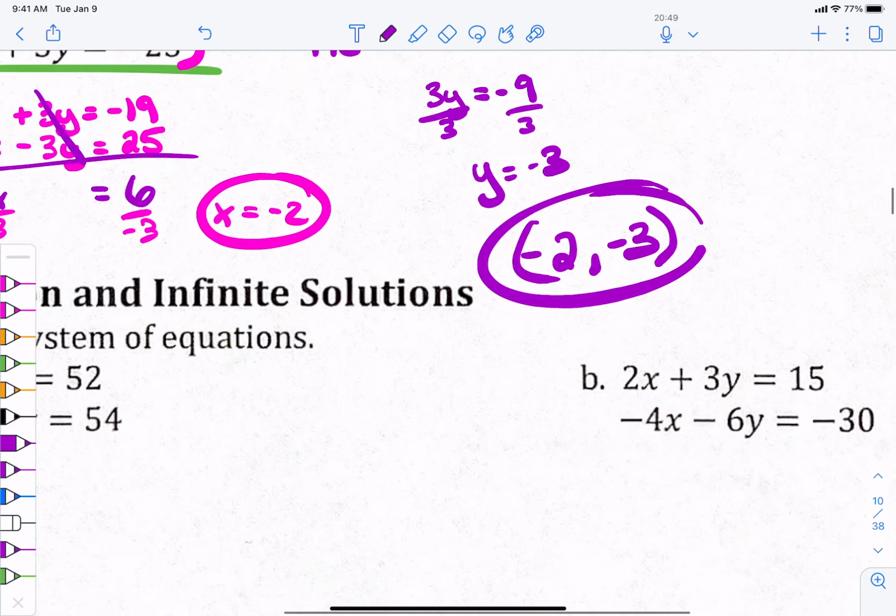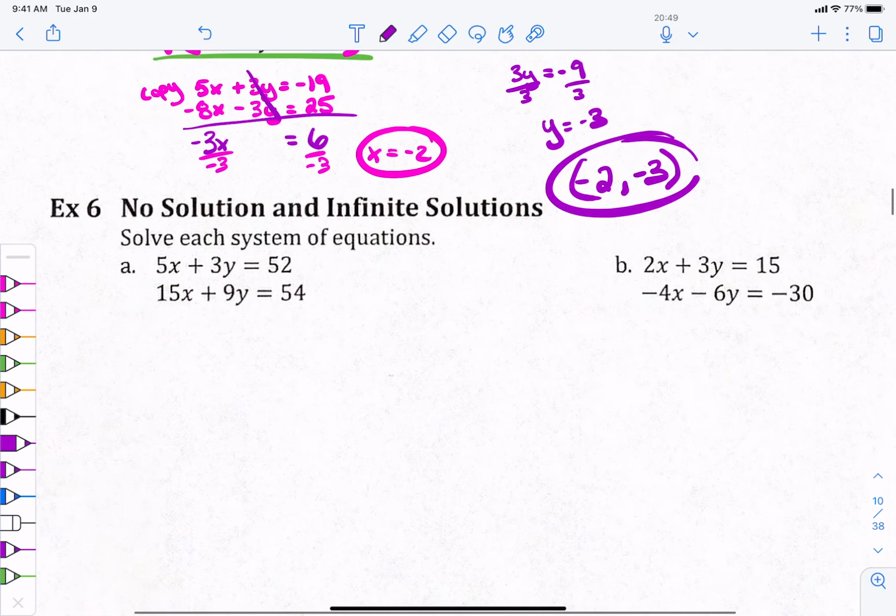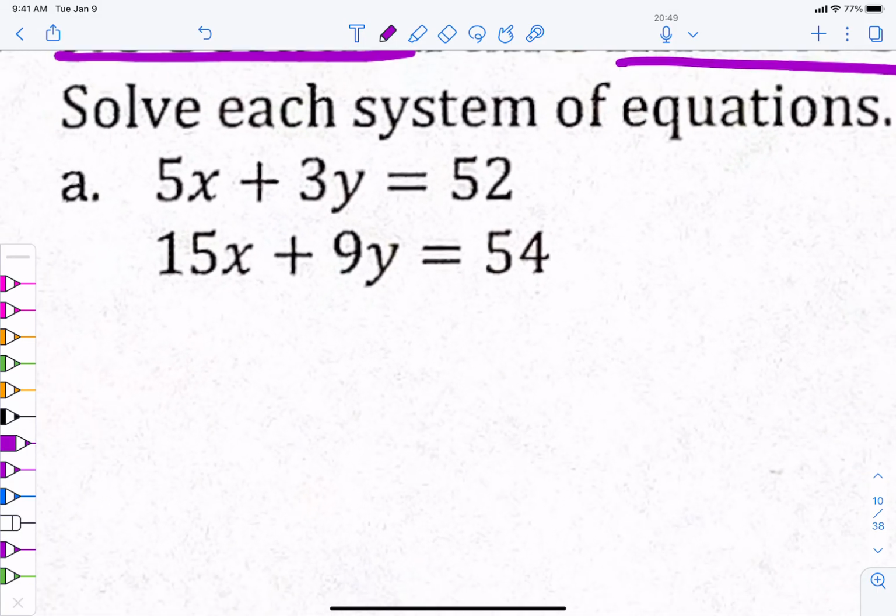Okay, these next two I'm going to go through real quick because this is what it's going to look like when weird things happen, like no solutions and infinitely many solutions. All right, so part A, would you like to use the substitution method where you're solving for one of them, or would you like to eliminate? You want to eliminate. Which variable would you like to eliminate? The y's. Okay, so this one is 3 and this one is 9, and I have to get them to be the same number. So what are you going to change them to?